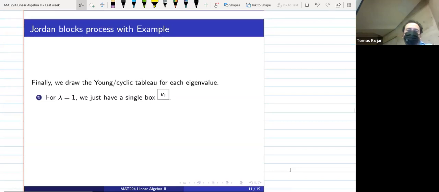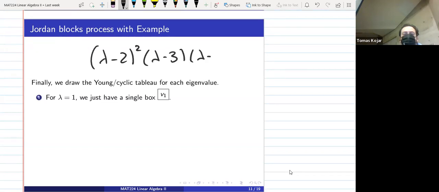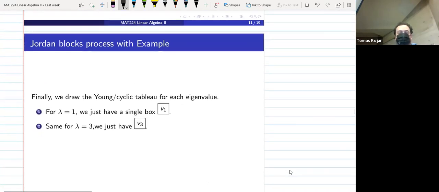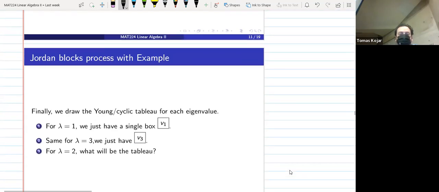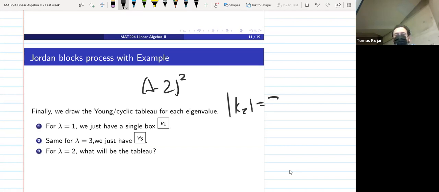Yeah, we talked about this, so that's why I like finding the characteristic polynomial, because from here you can read off the size. So for lambda equal 1, you just have one box because multiplicity is 1. You have k1 dimension is 1, so only one box, right? Okay. Same thing for 3, and here you have lambda minus 2 squared, so dimension of k2 is 2.